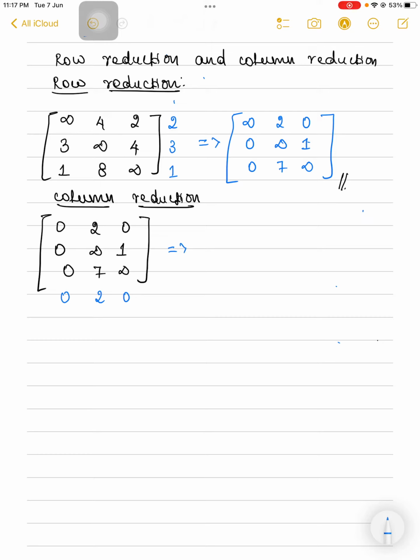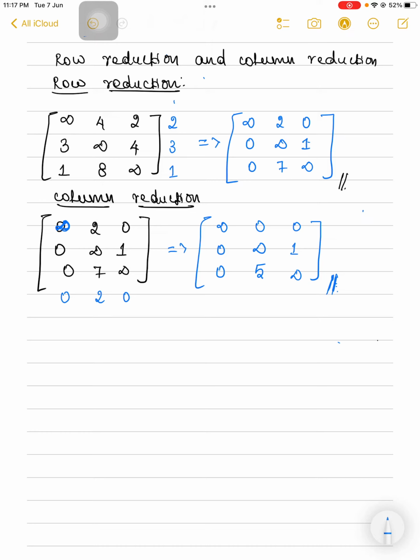When we look at the second column, the column minimum is 2. So subtract the column minimum 2 from all 3 values in column 2. So we get 0, infinity, 5, since 7 minus 2 is 5. The third column stays the same since subtracting 0 changes nothing: 0, 1 and infinity. So after performing the column reduction, we get the reduced matrix. So this is the reduced matrix.